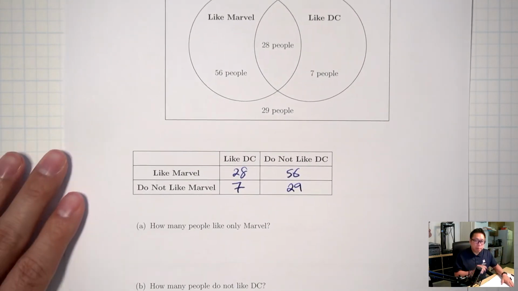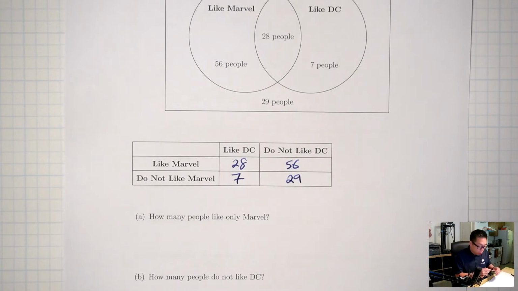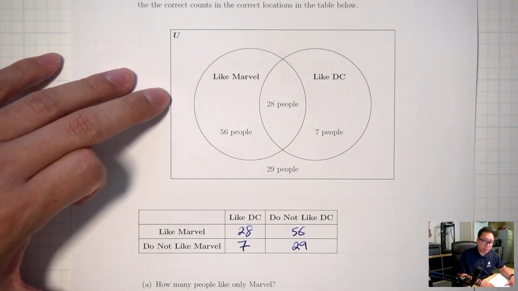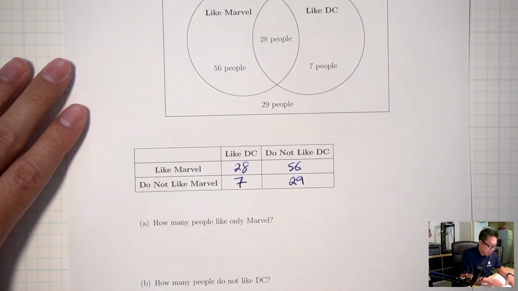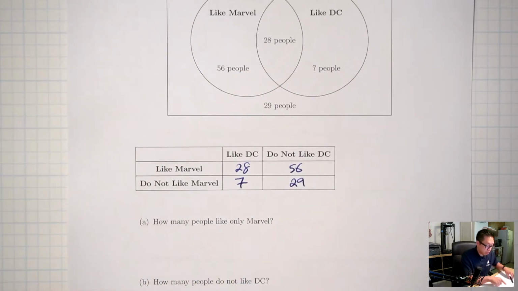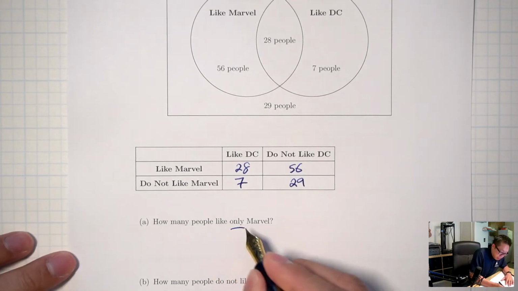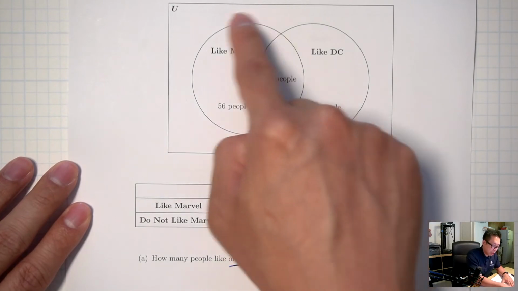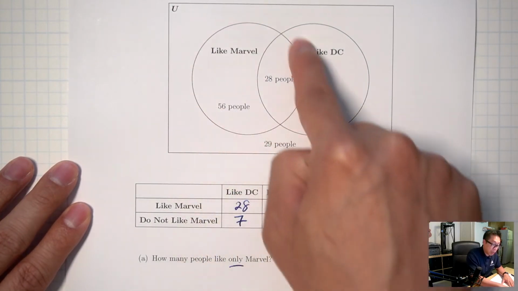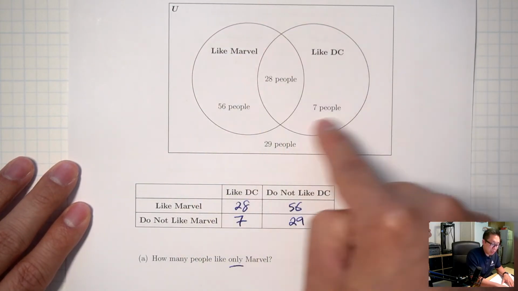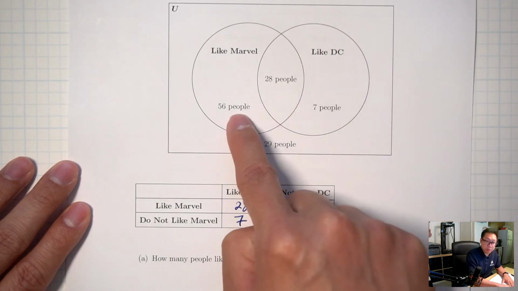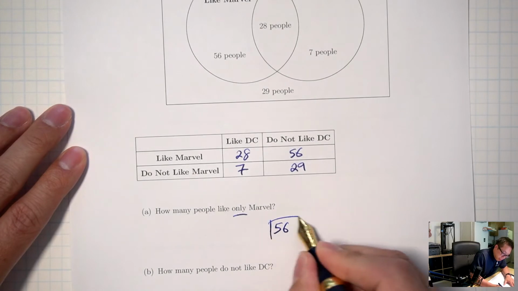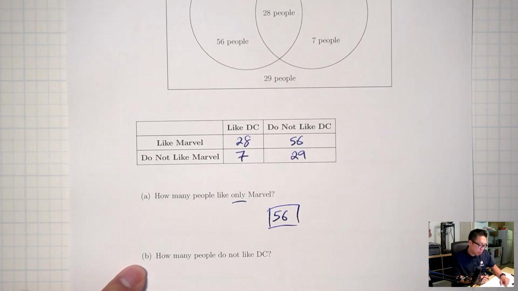Part A, how many people like only Marvel? So you can either use the table to answer questions or the Venn diagram. I actually prefer the Venn diagram. So how many people like only Marvel? Okay, the word only means inside Marvel but outside everything else. So inside Marvel, outside DC. That's going to be the 56.